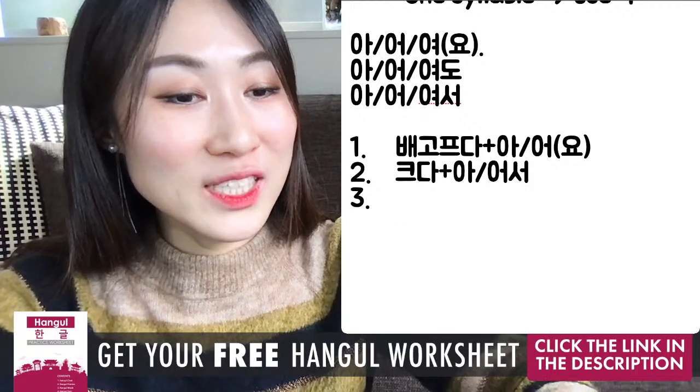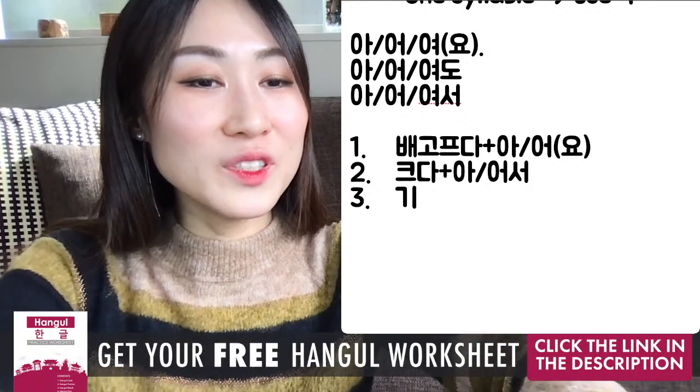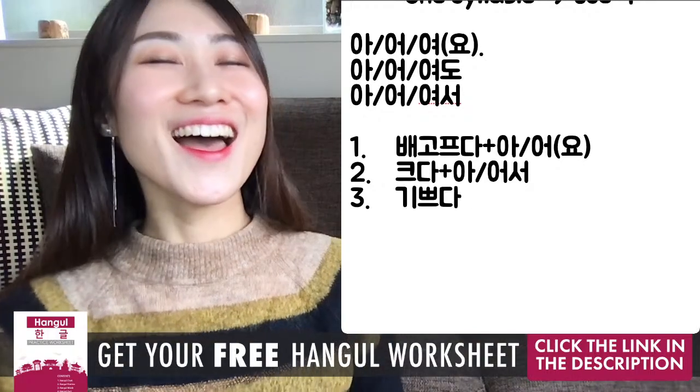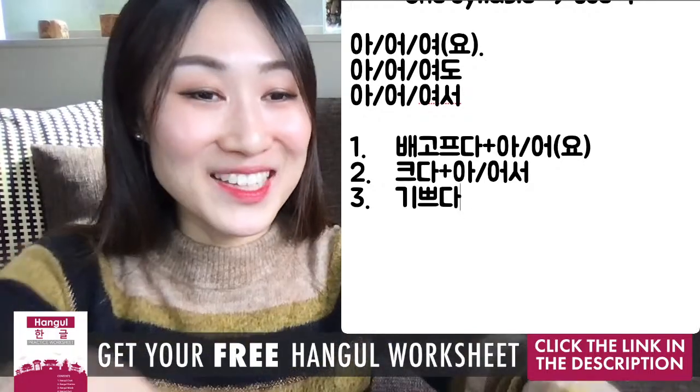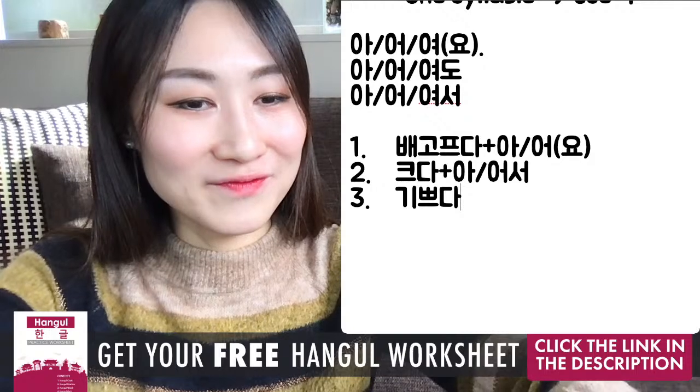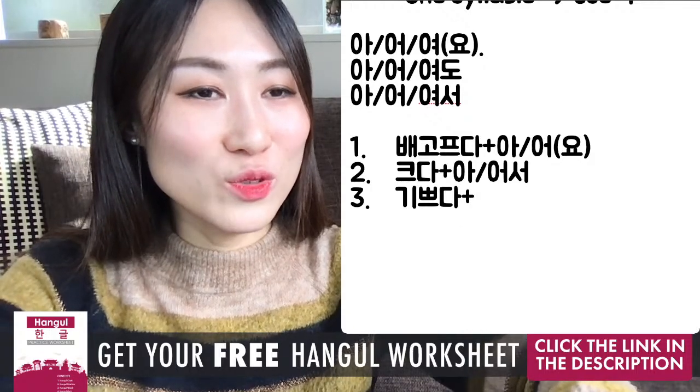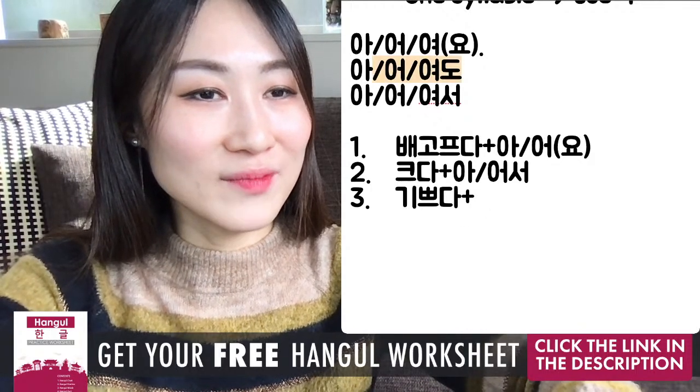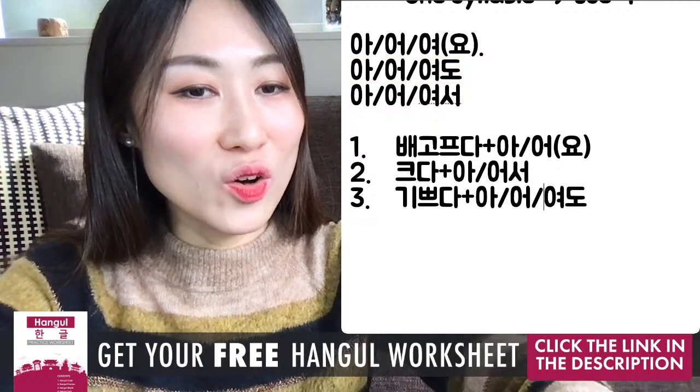And of course, I have another verb which is 기쁘다, meaning to be happy. Happy. So please conjugate it with 아, 어, 여, 도.